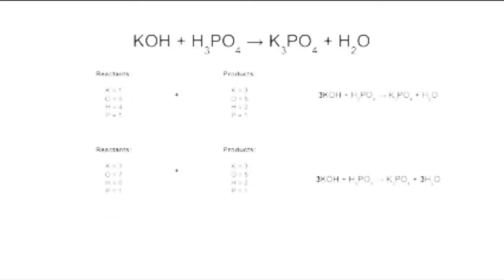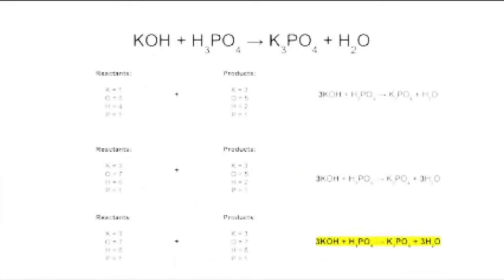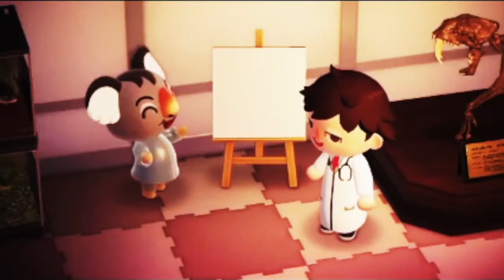Now the H's and O's aren't equal. I guess that I could fix that by adding a coefficient of 3 to the H2O molecule, resulting in 6 H's and 7 O's on the product side. Now the equation is balanced. Great job. You did it.